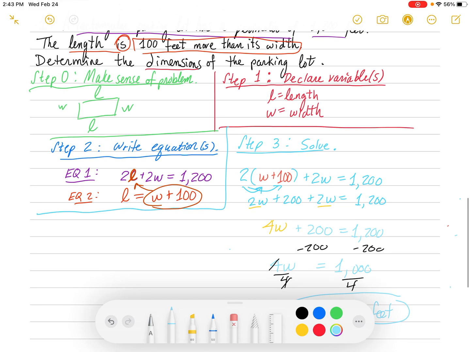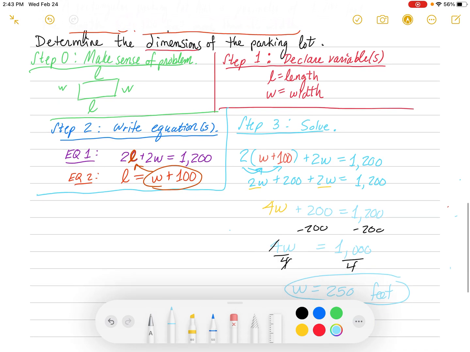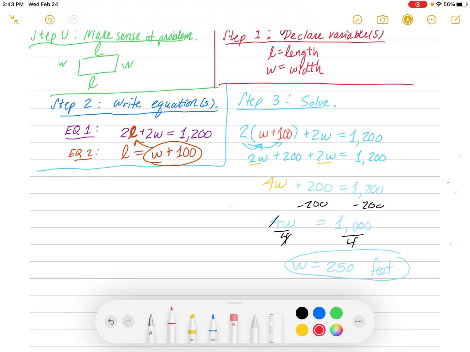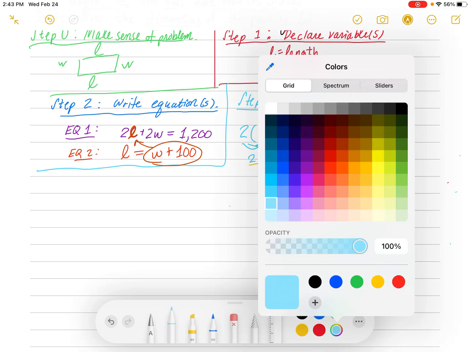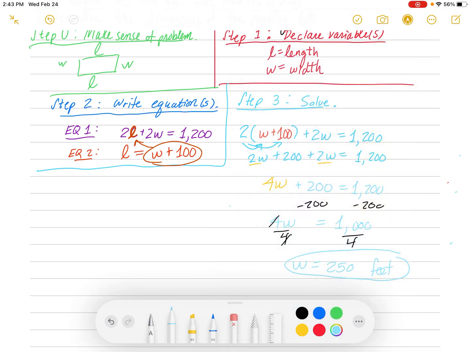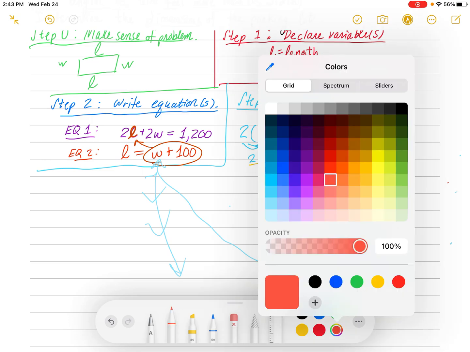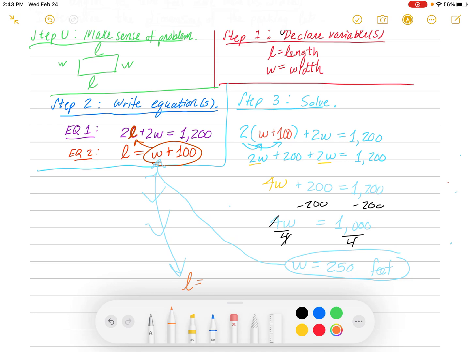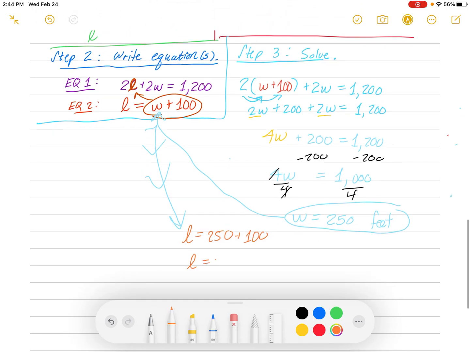So that gives us only one of our dimensions. Remember, we wanted to find the length and width. So we have the width, so how do we find the length? Well, what we know is that the length is 100 more than the width. So here I can plug in right here for W, I can plug in 250, and we'll get that the length is 250 plus 100. In other words, the length is 350 feet.